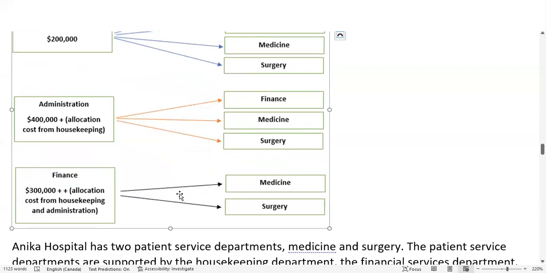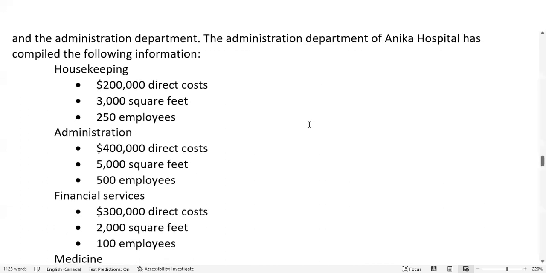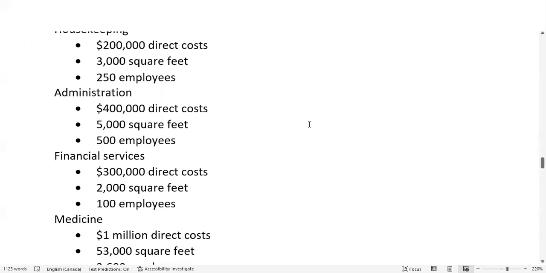So let's take a look at an example, where this example is again Anika Hospital that has two patient service departments, medicine and surgery. And the patient service departments are supported by the housekeeping department, the financial services department, and the administration department. The administration department of Anika has compiled this information. So for housekeeping, it has about $200,000 in direct cost, about 3,000 square feet, and 250 employees. Administration has $400,000 in direct cost, about 5,000 square feet occupied, and 500 employees. Financial services has about $300,000 in direct cost, about 2,000 square feet occupied, and about 100 employees.